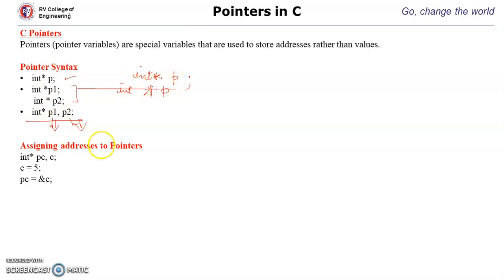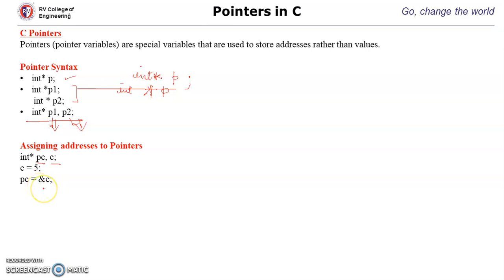Next is assigning addresses to pointers. Let's take one example. Here you can see we have two variables, pc and c. The pc is clearly a pointer variable and c is a normal variable, and the value 5 is assigned to the variable c. Then this line means the address of c is assigned to the pointer variable pc. That's what a pointer variable does: it's a special variable that is used to store an address rather than a value. Here the pointer variable pc is storing the address of the variable c.